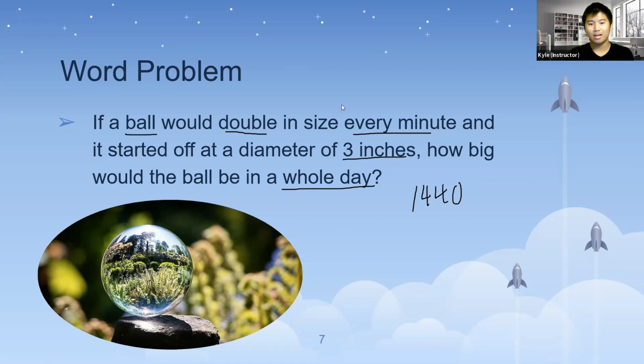Now, if I was to double something, what number would I use to double it with? Close, not 3. Yes, 2. So I would use 2 to double it. And then finally, after I get my doubling equation from doing 2 to the amount of times it'll double, I start with its original principle, which was 3 inches. So the correct answer would be 3 times 2 to the 1,440. You can leave your answer just like that.